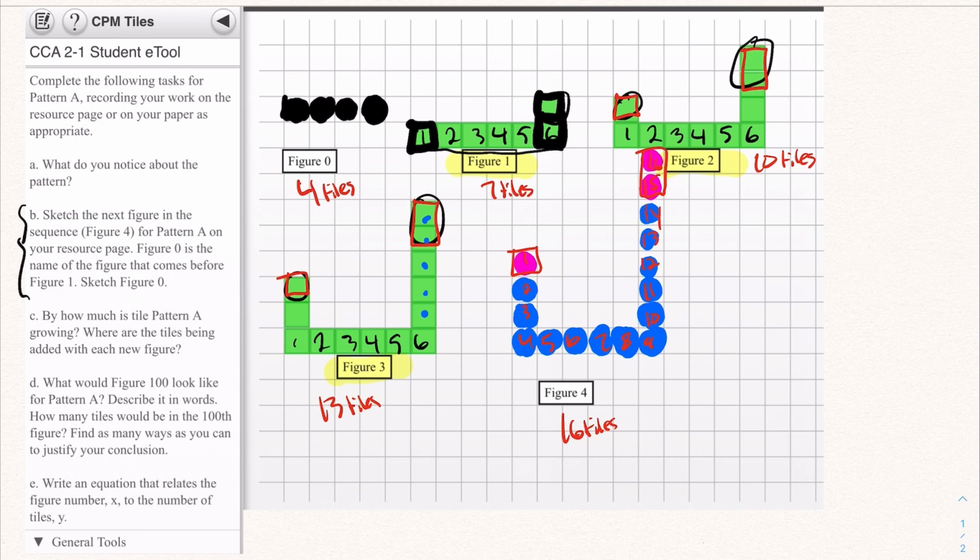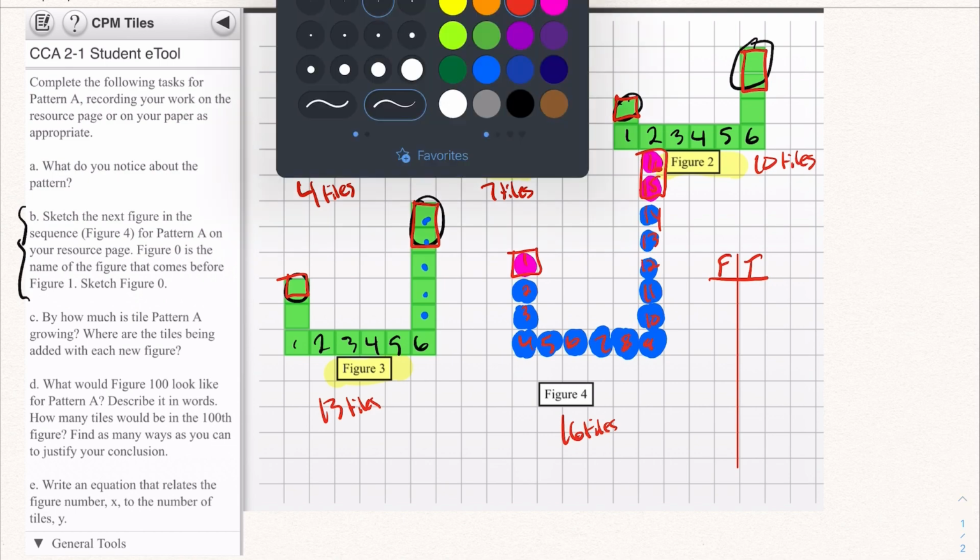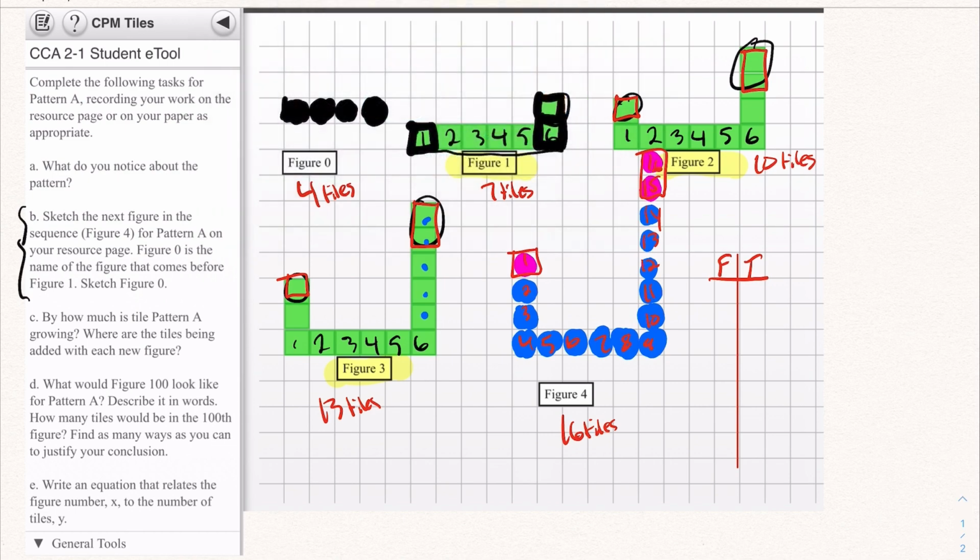15, 16. So if we make a table of values, where F is our figure number and T is our tiles, let me go ahead and stretch that out. And we'll write it in purple to change it up a little bit. When I have figure number 0, I have 4 tiles. Figure number 1 has 7 tiles. 2 has 10 tiles. 3 has 13 tiles. 4 has how many tiles, guys? You're right, it's 16. So there's our table of values.